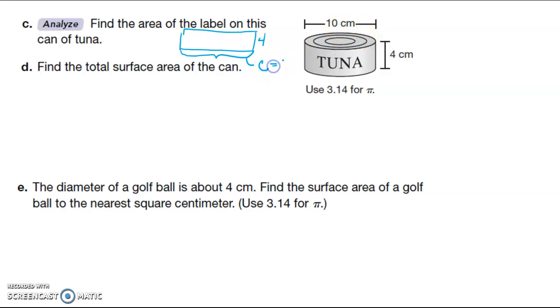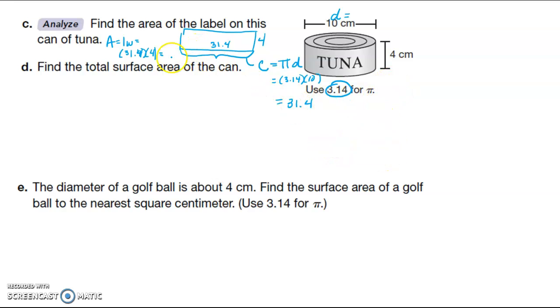So I know circumference is equal to pi d. This is my diameter here. So this is 3.14 times 10, because that's what they told us to use, which is 31.4. So this side is 31.4 and that side is 4. So my area of the label, which is length times width, is 31.4 times 4, which is 125.6.